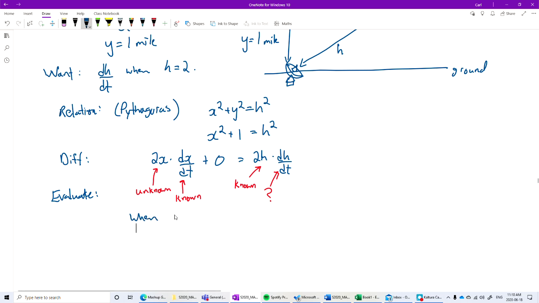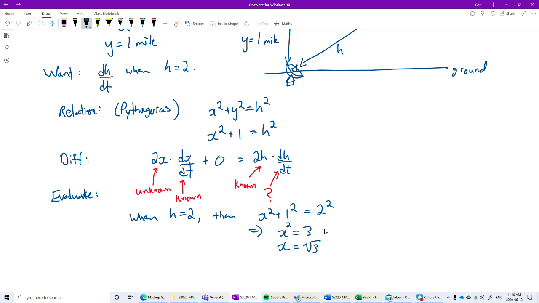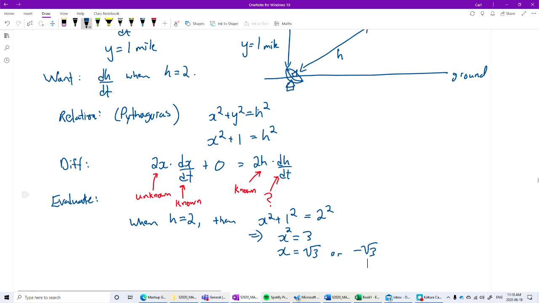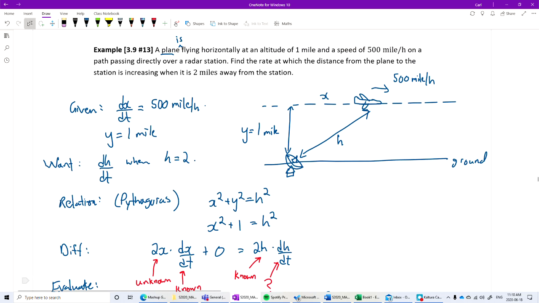So when h equals 2, then x squared plus 1 squared is 2 squared, which means that x squared must be 3, so x is square root of 3, or negative square root of 3. That would be if it's on the other side. If the plane is on the left side of the tower, then that's also a moment when it's 2 miles away along the hypotenuse.